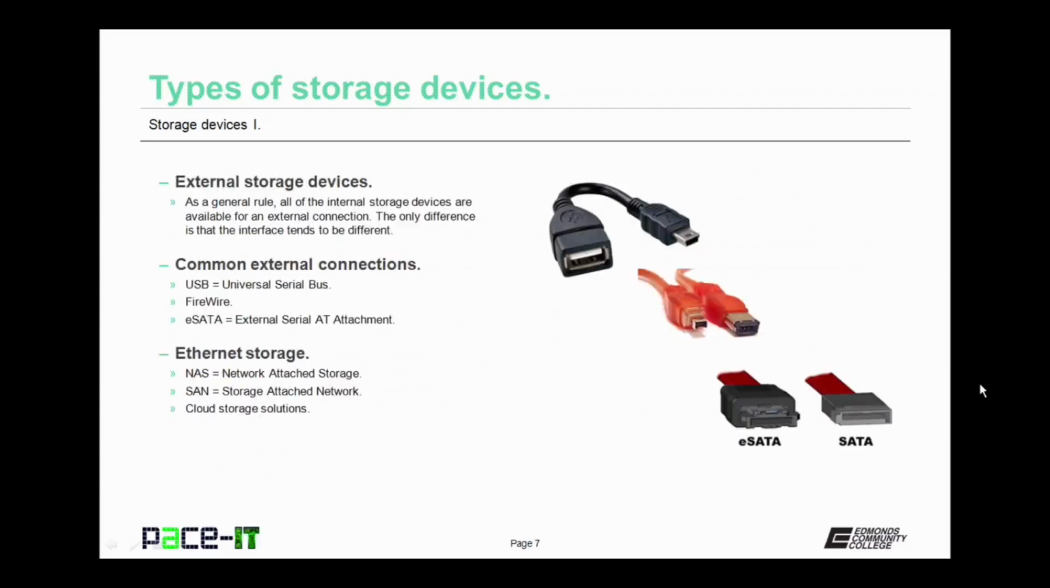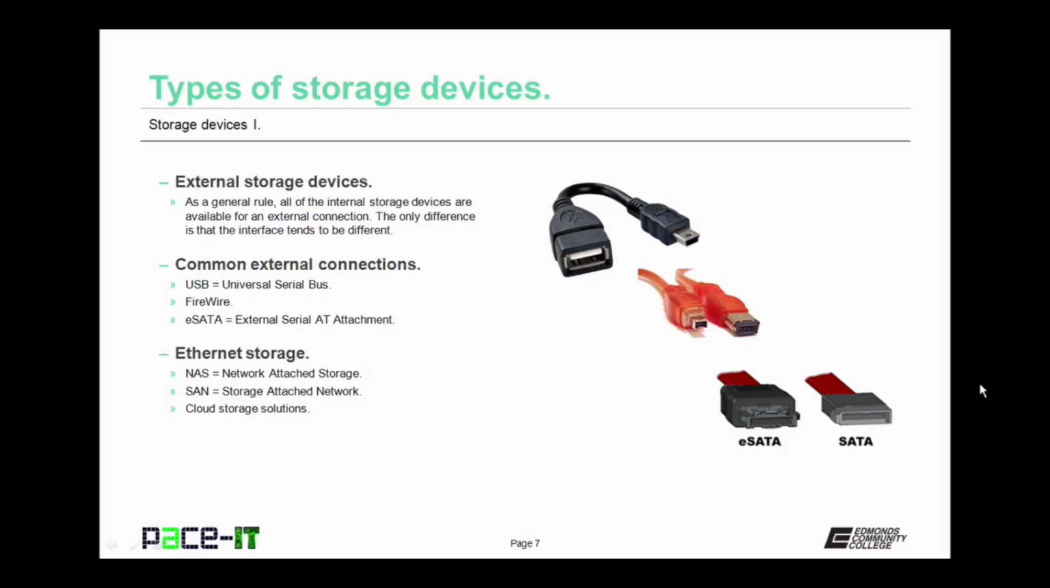Now let's talk about some external storage devices. As a general rule, all of the internal storage devices are available for an external connection. The only difference is that the interface tends to be different. Now, common external connections can be made through USB, Universal Serial Bus, or FireWire, the IEEE 1394 standard. And now we have what's called eSATA, External Serial AT Attachment, that some devices may also implement.